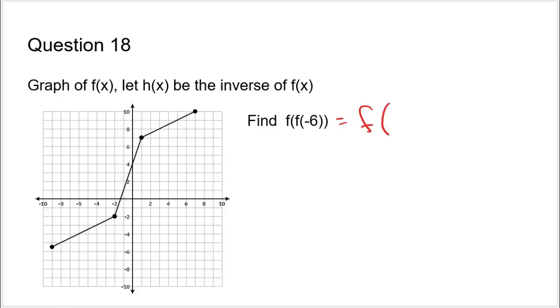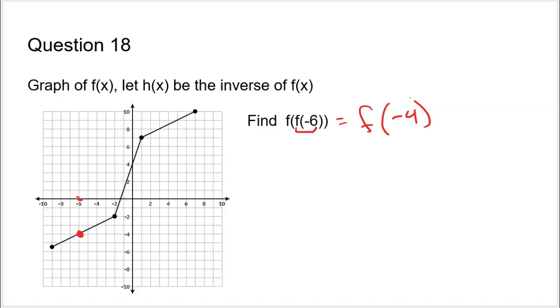So what is f of -6? So -6 is right here. So here's -6. The output for -6 is -4. So f of -6 is -4.